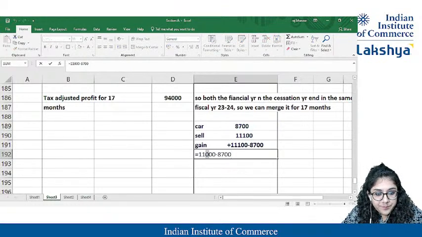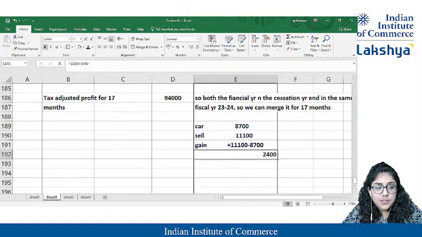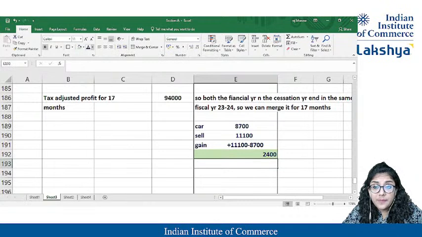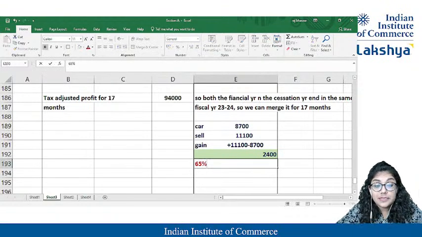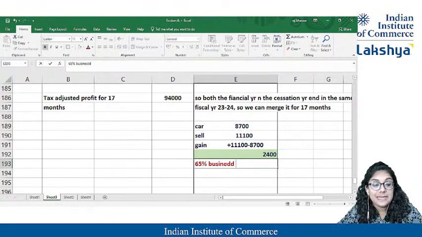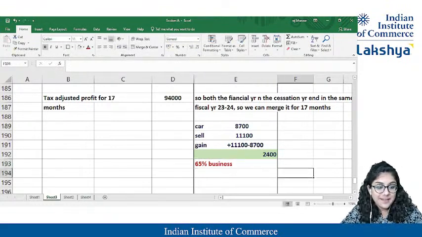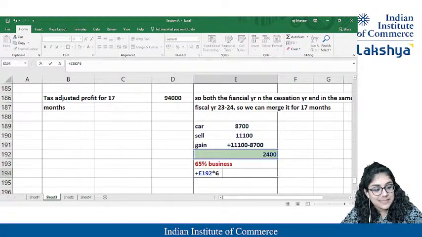Oh, yeah. It's 11,100. So, ma'am, is it 2,400 again? But students, if you remember one thing which was very important, it's just how much, 65%, you are using it for the business purpose, only that much you can show it. Yeah. So, I can just show it like this into 65%.